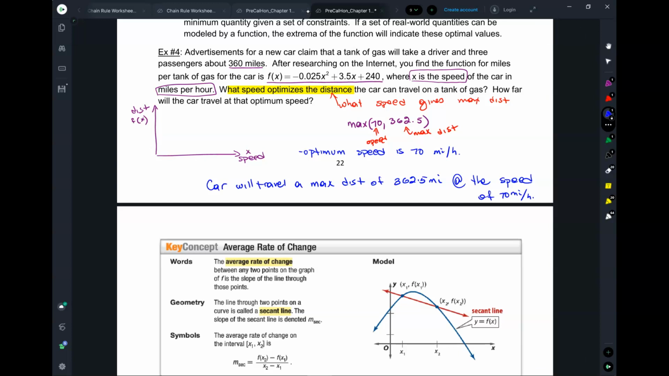You cannot keep out of this the maximum distance, 362.5 miles. That's got to be in there. Speed of 70 miles an hour. Other than that, "car will travel," that you can fudge with. Okay? But you have to have quantity, value, unit.